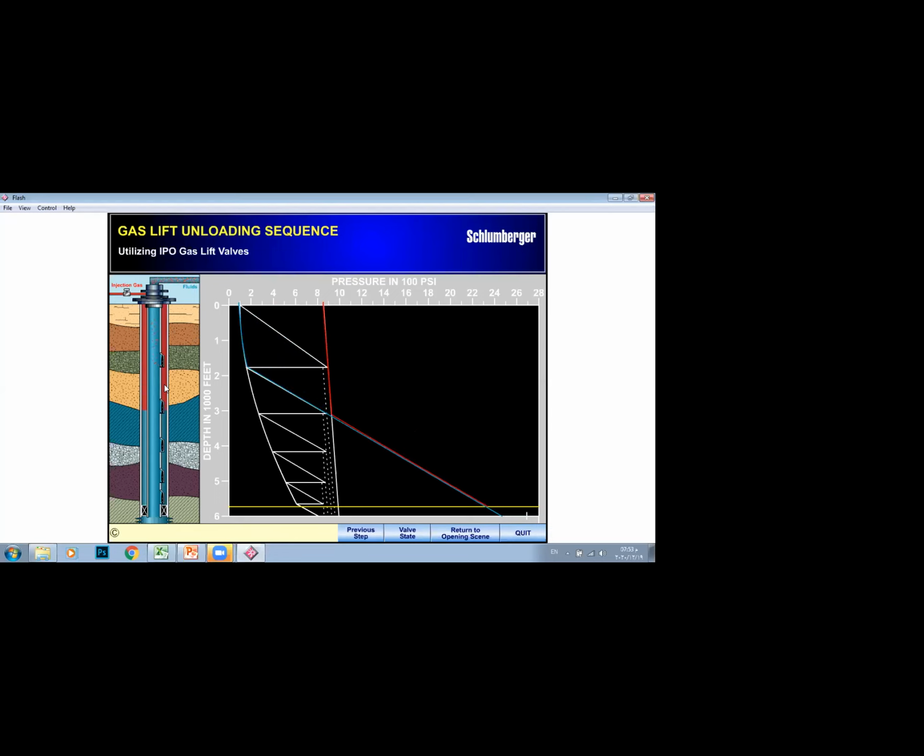Now I'm injecting. When I reach this valve, I'm injecting from two valves, from this first valve and from this second valve, until I reach a certain value where this valve is closed. I'm only injecting from this valve. And this will happen again. By the way, this blue one is the tubing pressure that is changing as I inject.